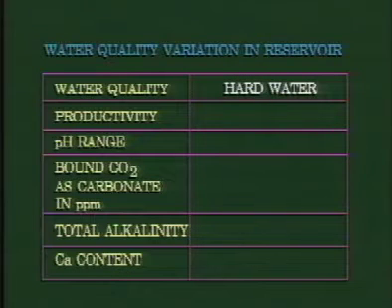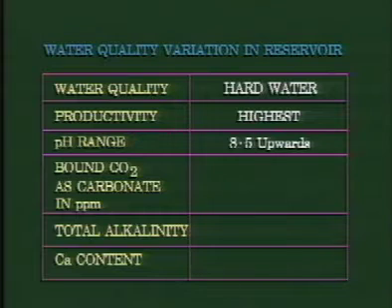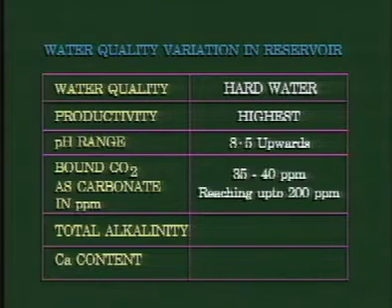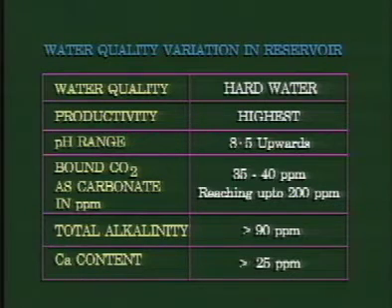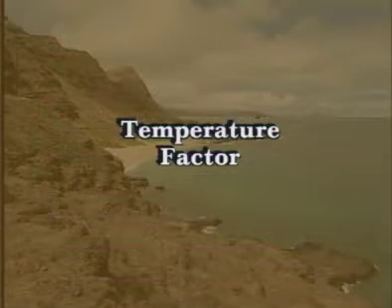In hard water reservoirs, highest productivity is met with at pH 8.5 and upwards, bound carbon dioxide as carbonate 35 to 40 ppm and reaching up to 200 ppm, total alkalinity greater than 90 ppm, and calcium content greater than 25 ppm.